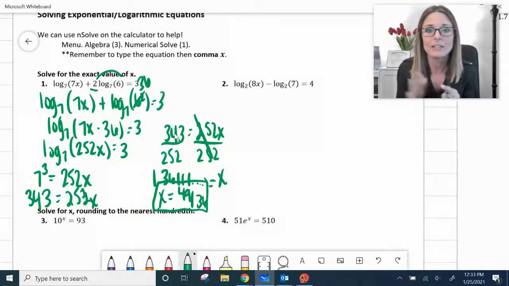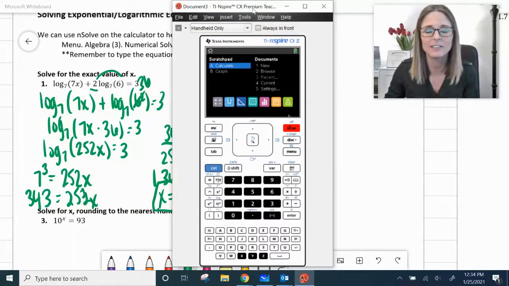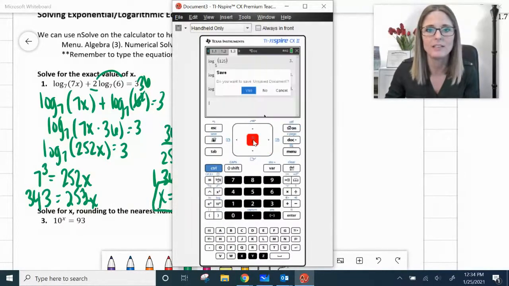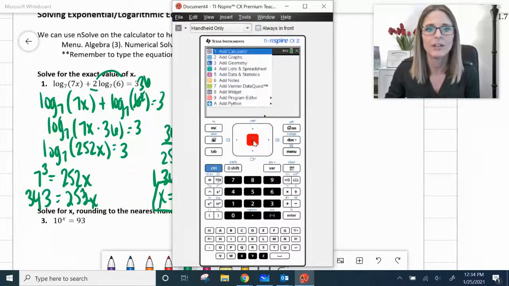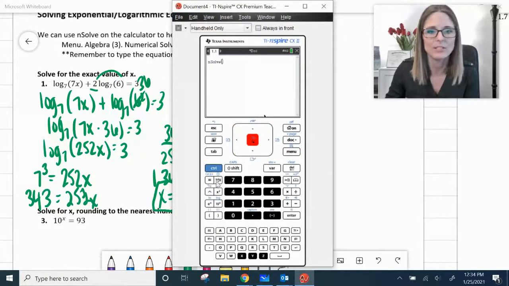So, all right, that's the by hand way. Now let's go check out the calculator. All right, so here's my calculator. I'm going to open a new document. No, I don't need to save. Add calculator. We're going to go to menu, algebra, solve, numerical solve, and type in this whole equation. So I'm going to do control logarithm of base 7 of 7x. Whoops. Arrow over. Of 7x. Arrow out of that.